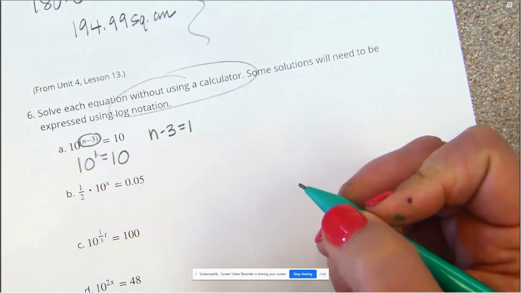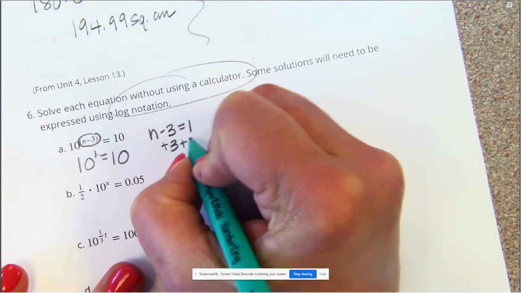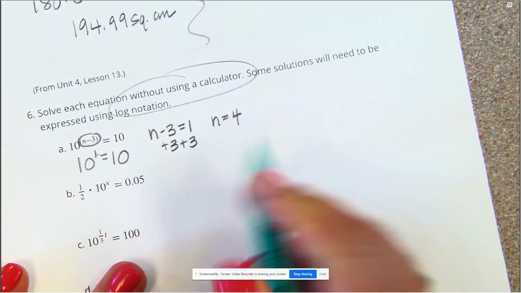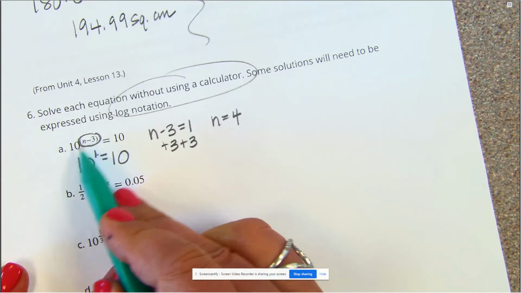Some of you can just look at that and know it's a 4. I can actually solve it. N needs to be 4. Put a 4 in there. 4 minus 3 is 1. 10 to the first is 10.